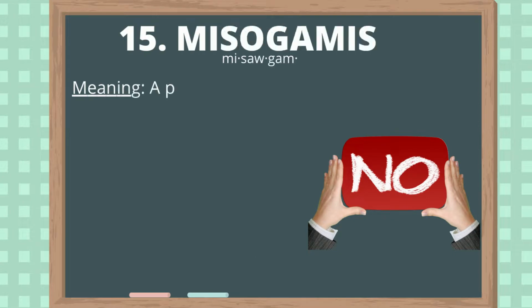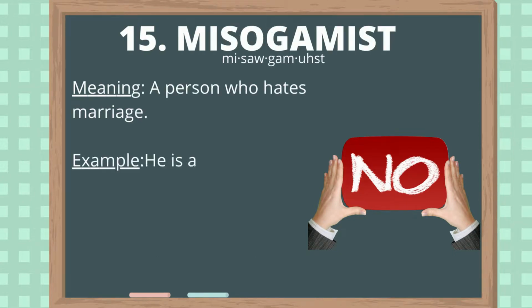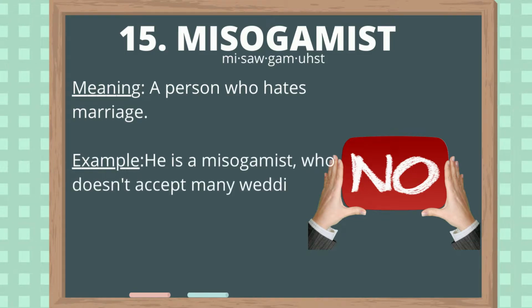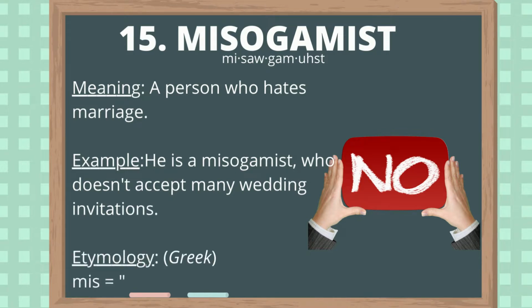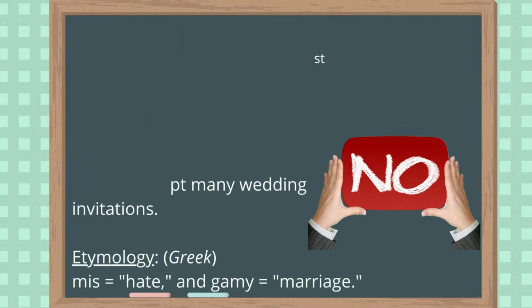Number 15. Misogamist. A misogamist person is someone who hates marriage. For example, he's a misogamist who doesn't accept many wedding invitations. Here, misogamist has been derived from Greek word mis, which means hate, and gami, which means marriage.